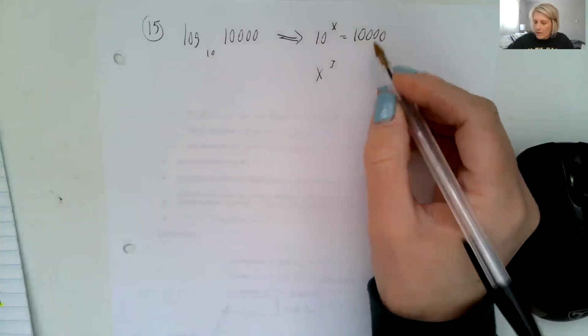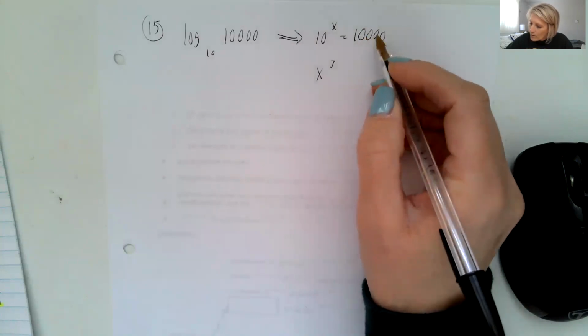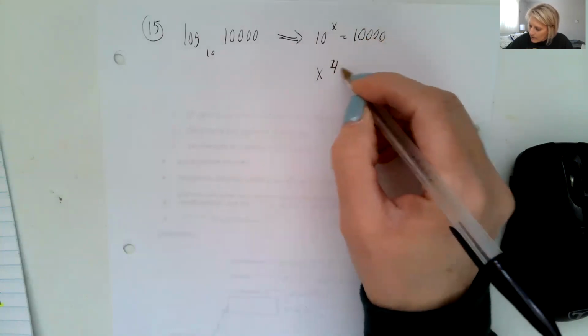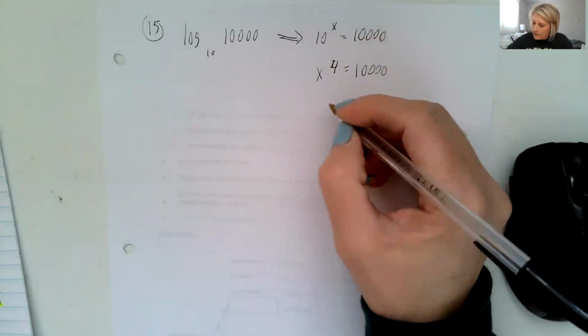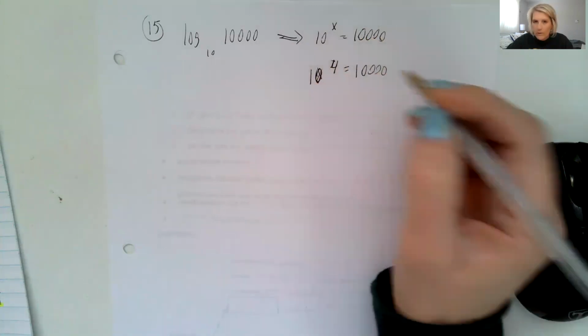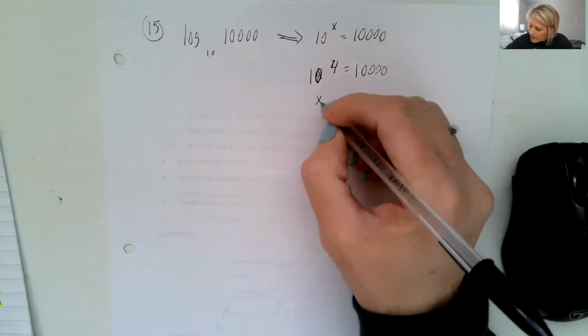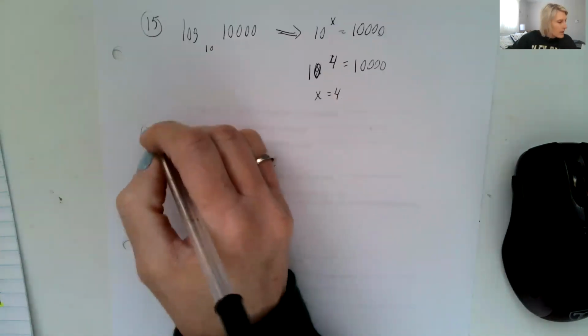And that would be X to the 1, 2, 3, 4. X to the 4th will equal 10,000. So 10 to the 4th will equal 10,000. So X is going to equal 4.